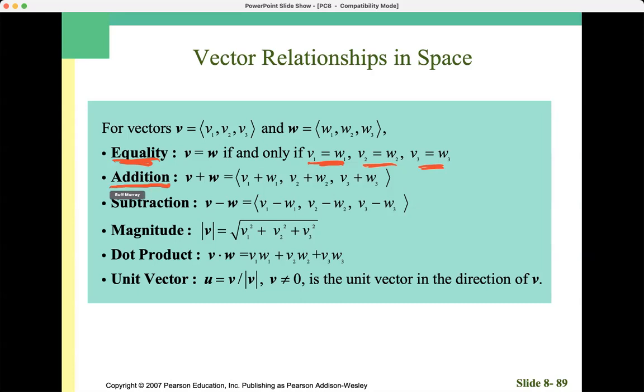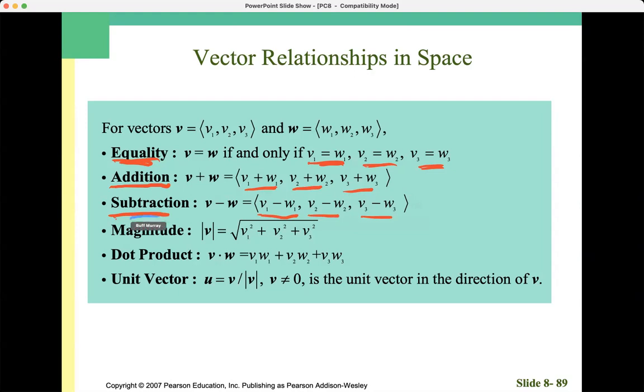Vector addition. We can add two vectors, and to add two vectors, you add similar components. You add x components to one another, you add the y components to one another, and you add the z components to one another. So you end up with a vector like this. Subtraction works the same way. You subtract the components that are alike. It's basically like adding or subtracting like terms. All right. Now, earlier we talked about the magnitude of a vector.